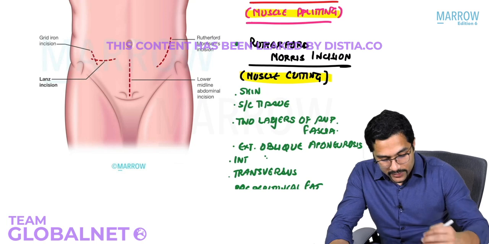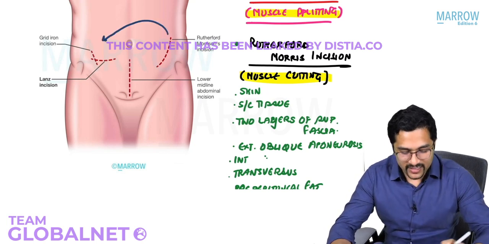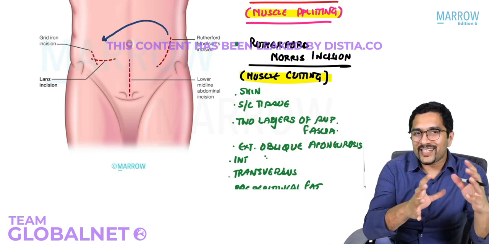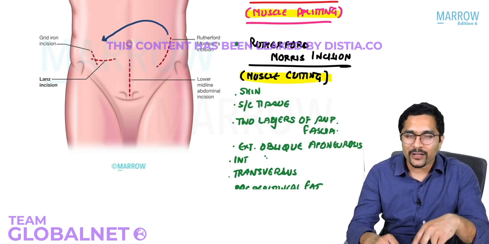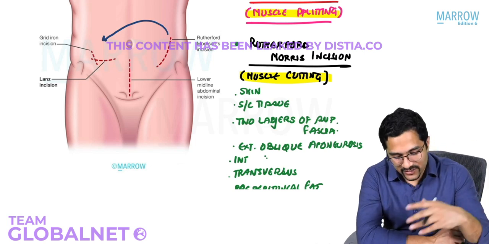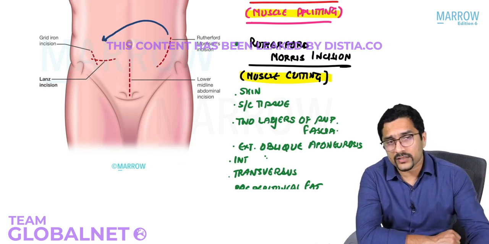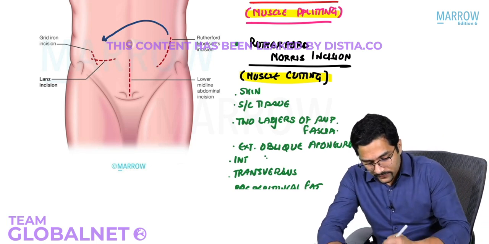Now, please, in this image, don't get confused. This Rutherford-Morris incision will be on the right side. Just because I didn't want to crowd up the area on the right side, that's why it's been shown on the left. But of course, the appendix is on the right, so the Rutherford-Morris incision will also be on the right side, and these are the various structures which we cut.